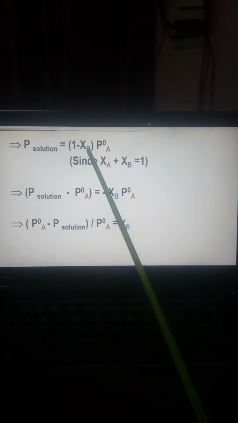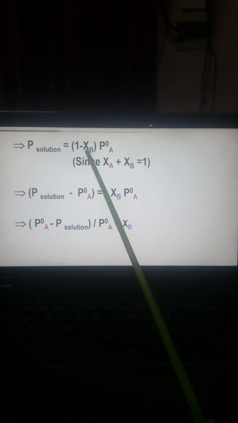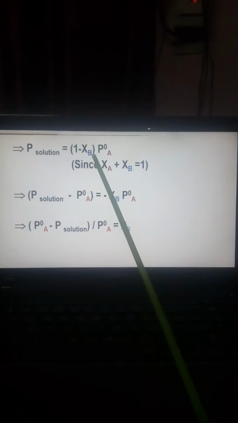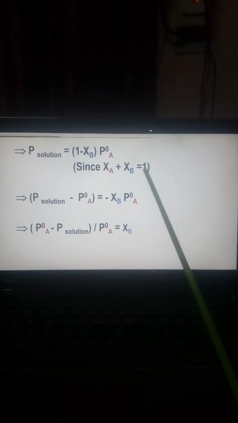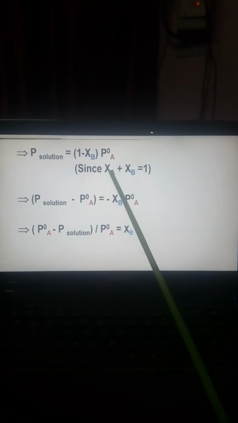Now XA, the mole fraction of the component A, will be equal to 1 minus XB. That we know, because XA plus XB equals 1. Here only two components are there, A and B.